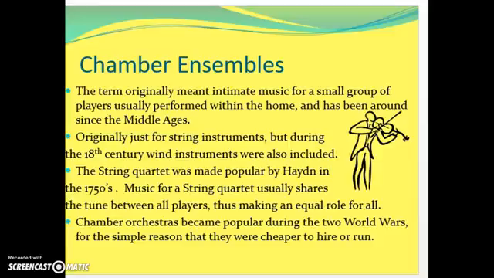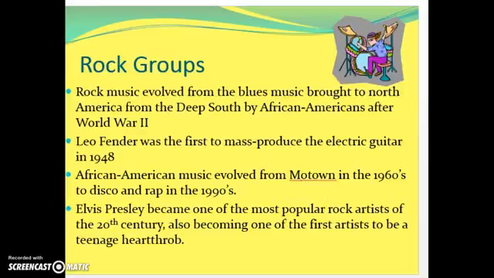Chamber ensembles. The term originally meant intimate music for a small group of players, usually performed within the home, and has been around since the Middle Ages. Originally just for string instruments, but during the 18th century, wind instruments were also included. The string quartet was made popular by Haydn in the 1750s. Music for a string quartet usually shares the tune between all players, thus making an equal role for all. Chamber orchestras became popular during the two world wars for a simple reason: they were cheaper to hire or run. And we studied Franz Joseph Haydn in here this year.